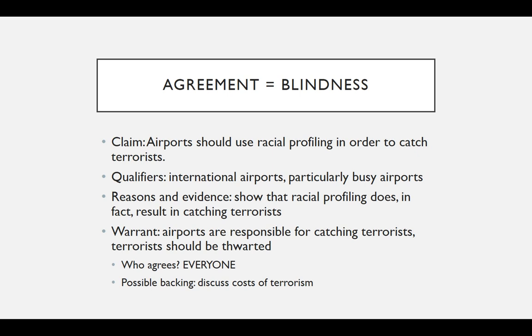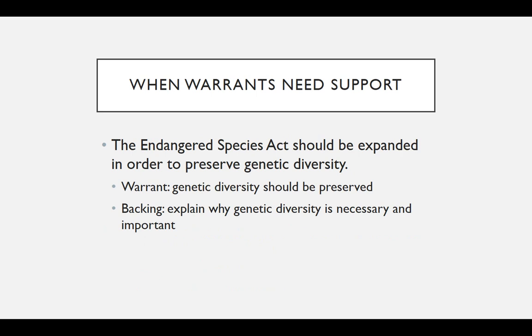Now, sometimes your warrants do need support. Sometimes your audience does not agree with your assumption. If your argument is that the Endangered Species Act should be expanded in order to preserve genetic diversity, then your claim is that the Endangered Species Act should be expanded. Your reason is to preserve genetic diversity, and your assumption is that your audience wants to preserve genetic diversity. Now, most people aren't opposed to genetic diversity, but they might not understand why that's actually an important goal. So, you might need to provide some backing supporting that assumption. Why is genetic diversity necessary? What are its benefits? What are the problems if it's not supported?